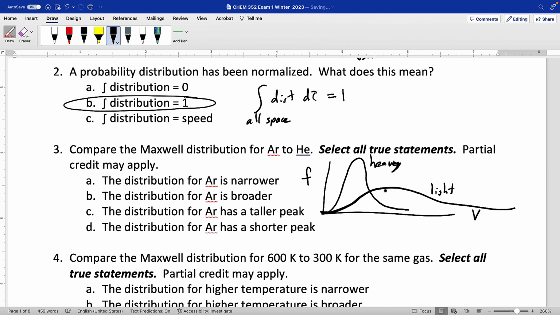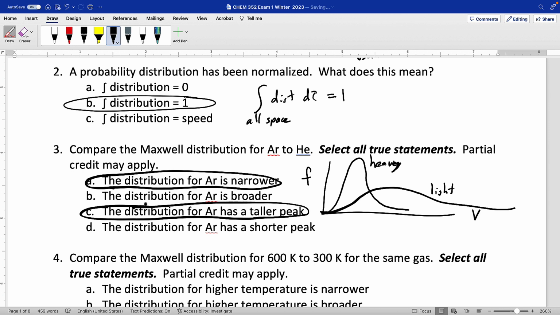Helium is lighter than argon, so we expect argon to have a narrower peak, and it's going to be higher. How do we know it's higher? Since we don't have a lot of area for this peak out at high speeds, and the areas under the curves, if they're normalized, have to equal 1, then we've got to have a taller peak. So taller and narrower for heavy, and shorter and broader for light.